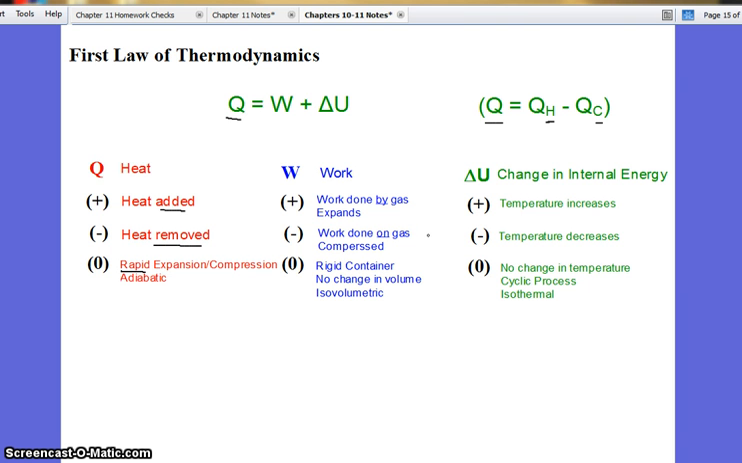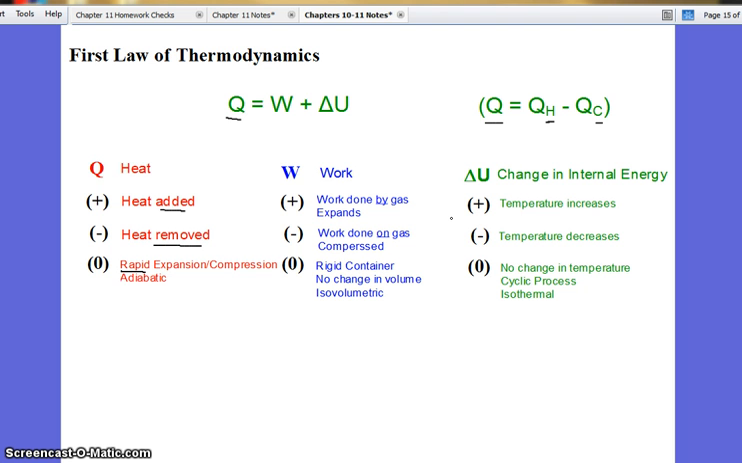Work is positive if work is done by the gas, and that means that it's going to expand. The volume will increase. Work is negative if work is done on the gas or on the system, and that's going to happen when it's compressed or the volume is decreased. So we want to watch out for these keywords, by or on. They will tell us whether the work is positive or negative.